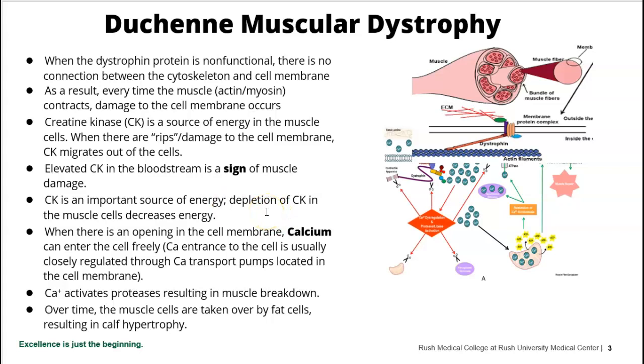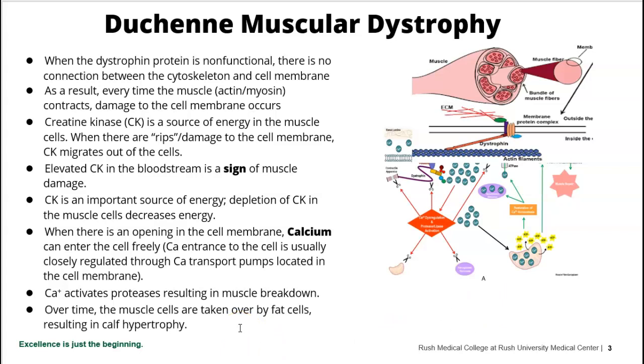CK, as I said, is important in energy, so depletion in the muscle cell can decrease energy. But the real issue in Duchenne muscular dystrophy is that this opening within the cell membrane allows calcium to migrate in. Calcium is usually very closely regulated, and what calcium does is activate proteases that destroy the muscle unit. So over time, the muscle cells are taken over by fat cells.